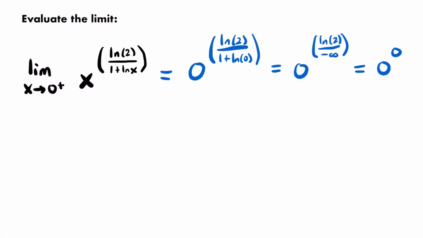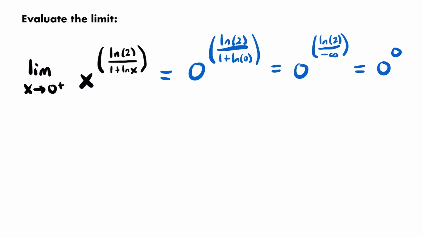That's an undefined value. So what we have to do is make an adjustment to our limit such that we can evaluate it. We cannot evaluate it in its current state. We have to change it in some way. And so how can we adjust this limit? What kind of changes can we make to this limit so that we can evaluate it? Well, a trick to be aware of when you get an indeterminate form of 0 to the power of 0 is to make use of the natural log function.